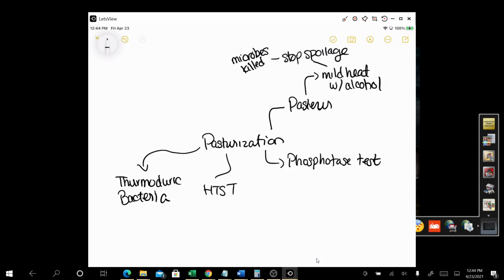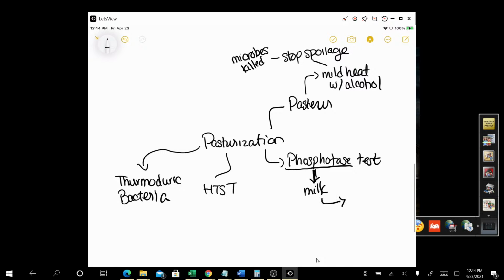So with phosphatase tests, this is a test that's used in milk to check for the enzyme that's in milk. Phosphatase is in the milk. Now, the test is used to see whether the presence of this enzyme is there, and this will allow the scientists to know whether this milk has been pasteurized or not.